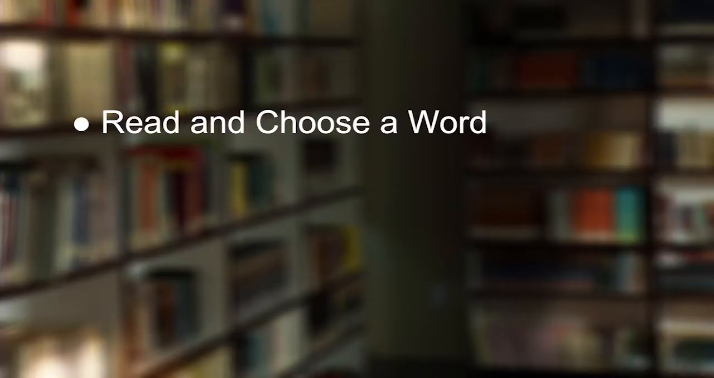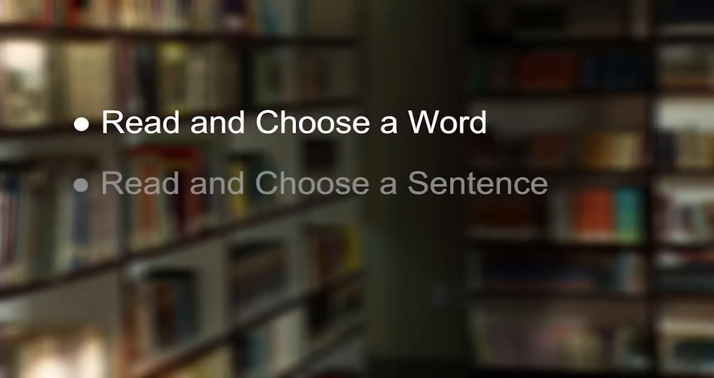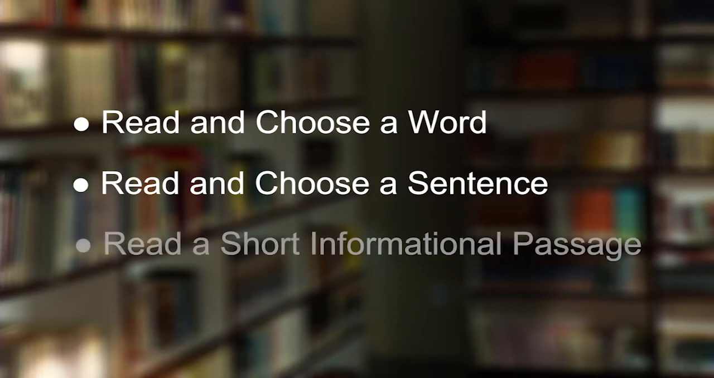There are 3 task types for the reading domain: read and choose a word, read and choose a sentence, and read a short informational passage. Students are required to read the entire test on their own. There are 2 practice questions, after which students work independently until they come to the stop sign. Students who finish early should have a book or quiet activity available so as not to disturb other test takers. Let's watch part of the reading test.